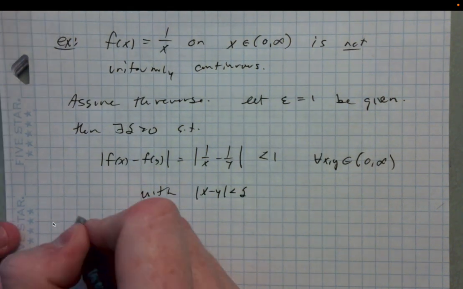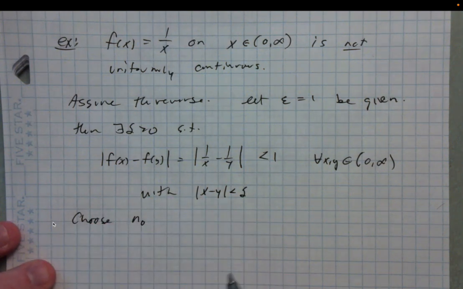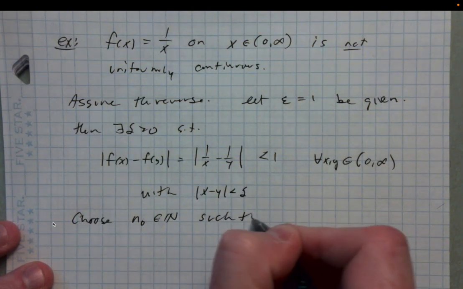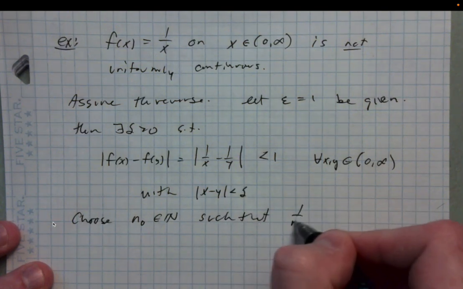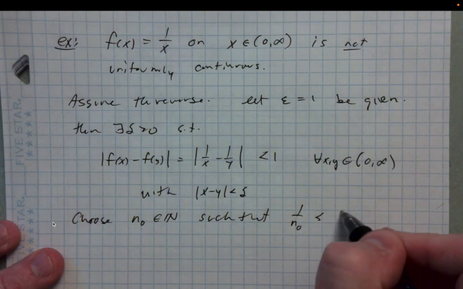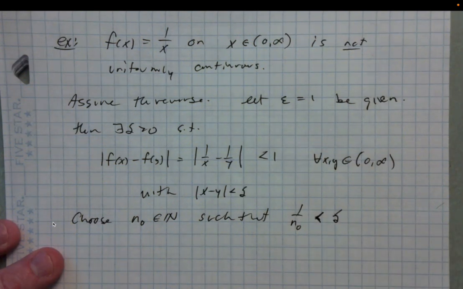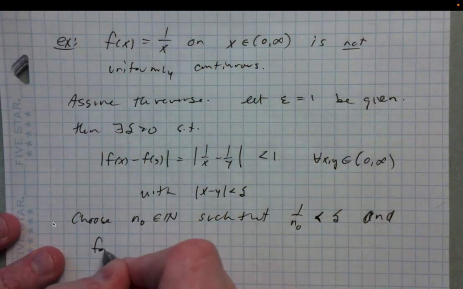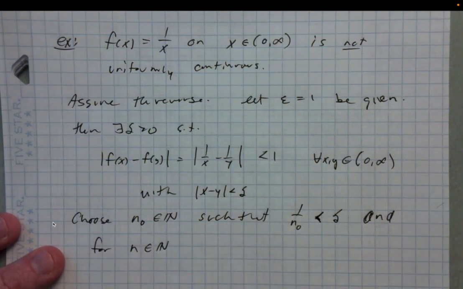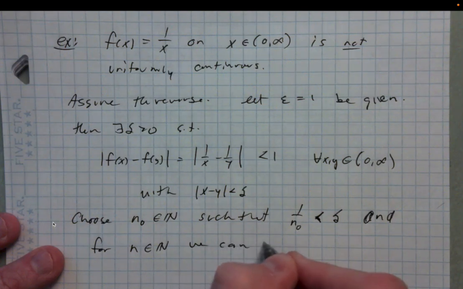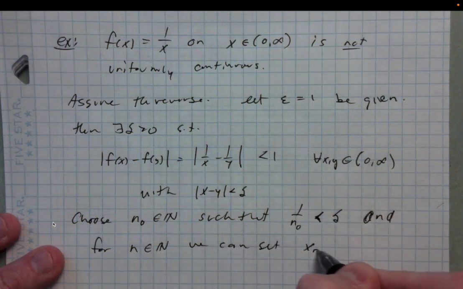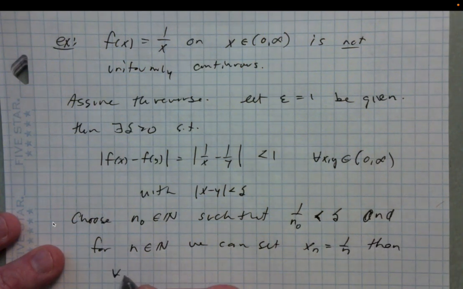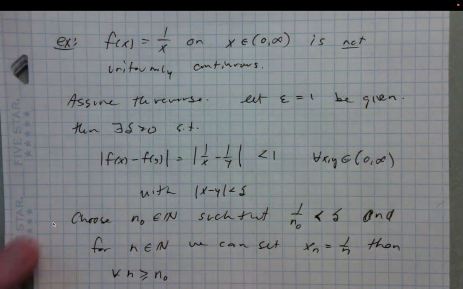Let's choose n naught, a natural number, such that 1 over n naught is less than delta. That can always be done. No matter what delta you give me, I can always do this, right? And then for n in the natural numbers, we can set x sub n equal to 1 over n. Then, for all n greater than or equal to n naught, what would we have?